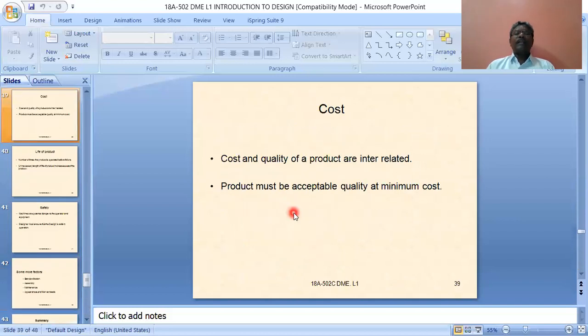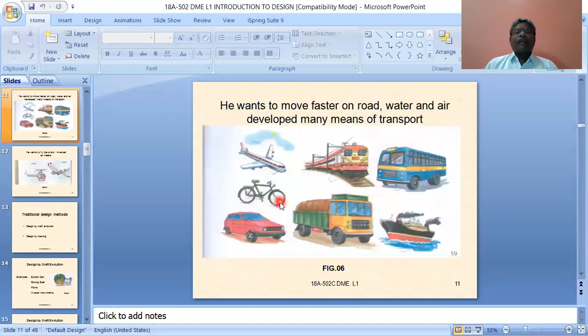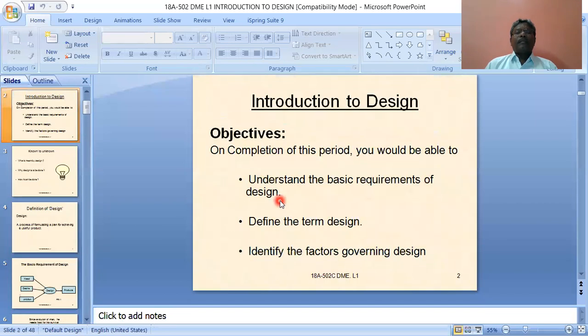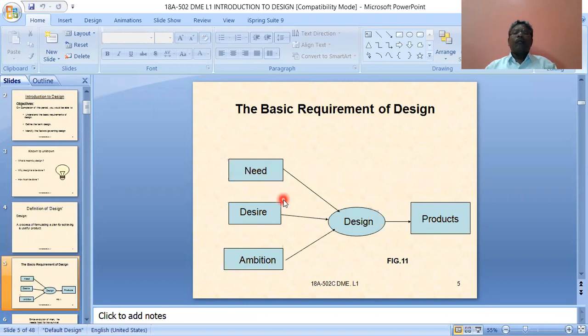So once again, let us review totally. Now the design: formulating a plan for achieving a useful product. And the next is, what is the need? Why do we have to design? Human needs are one factor, and the desires and ambitions of humans lead to design of a new product or maybe an existing product to be developed.